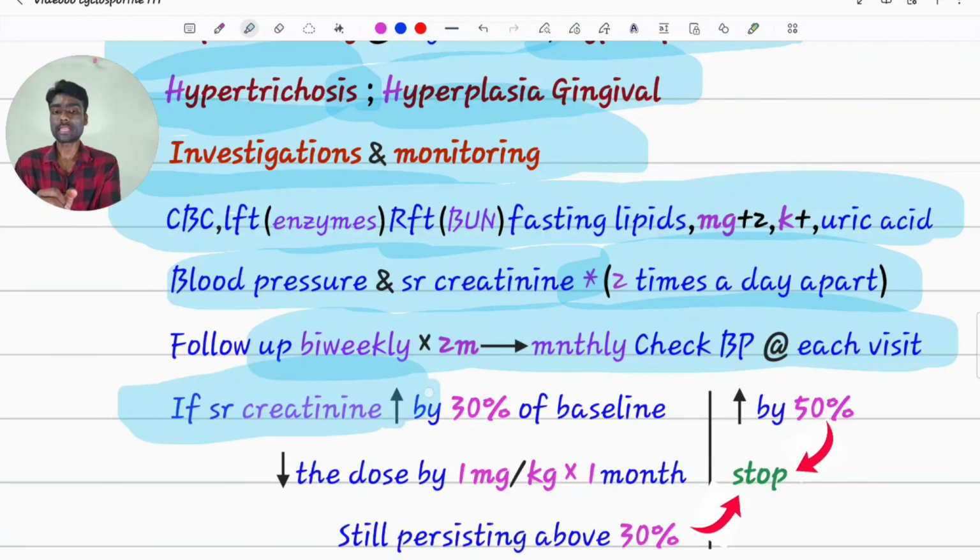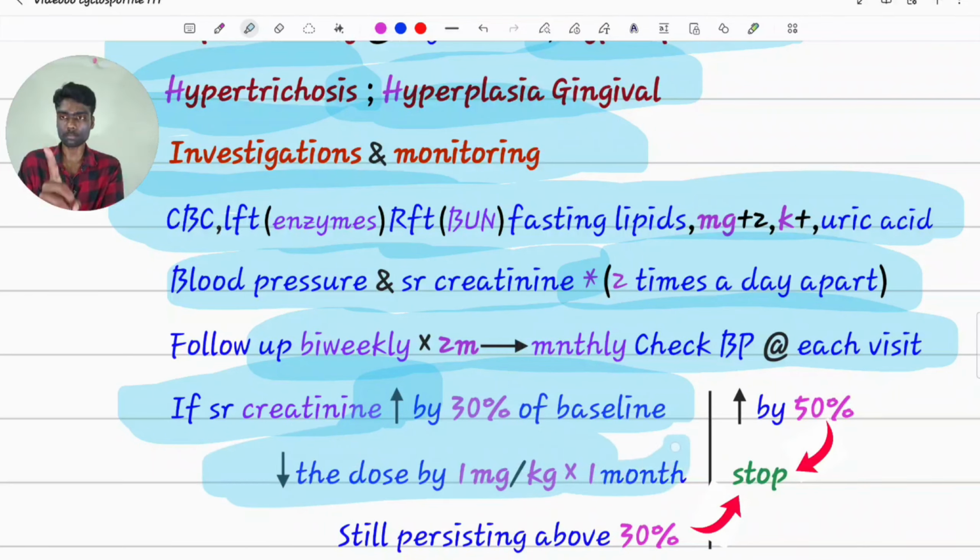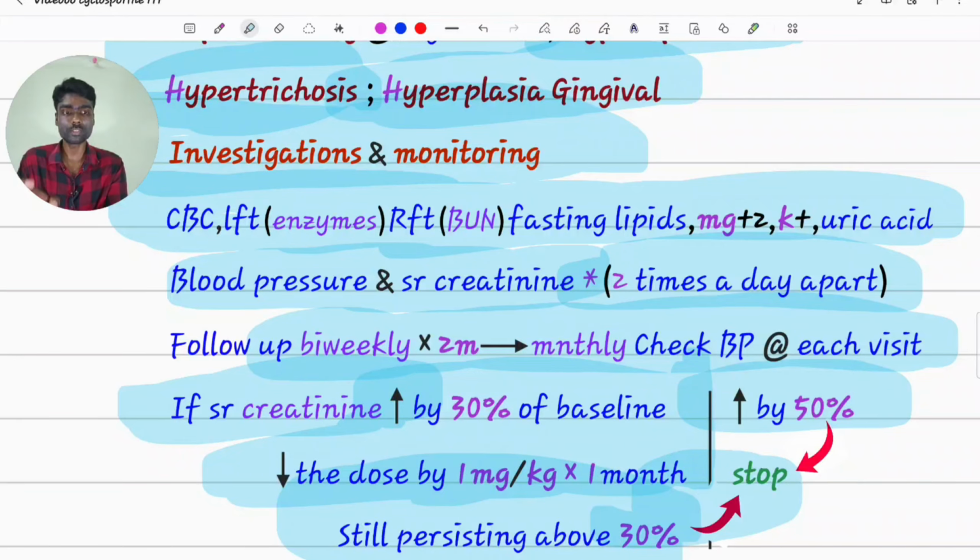If serum creatinine is elevated to more than 30% from that of the baseline, we will reduce the dose by 1 mg per kg for 1 month. Again we will check serum creatinine. If it is still above 30% of the baseline only, still persisting the same, then we will stop the drug. If it is elevated by 50% in the first visit itself, we will directly stop the drug.